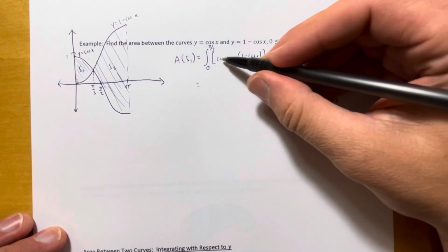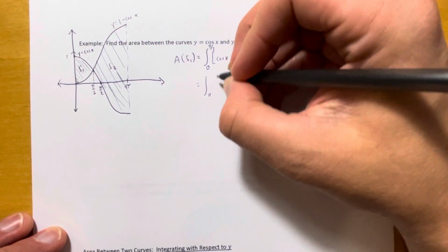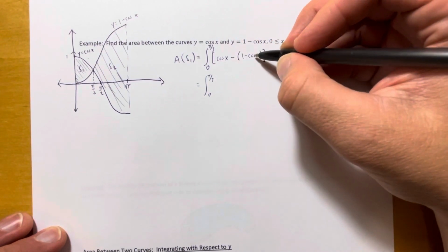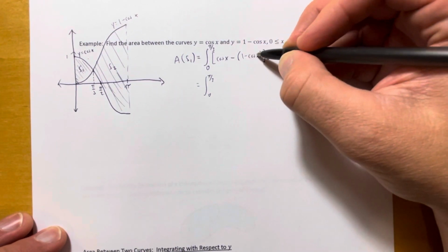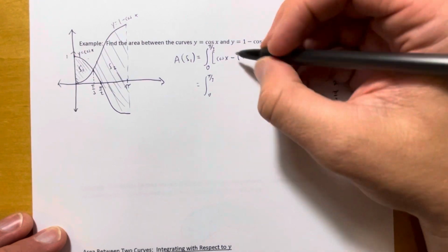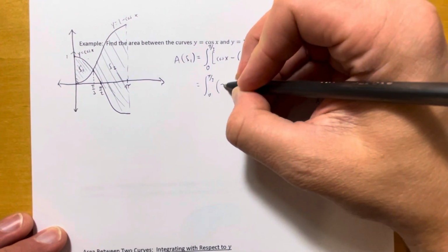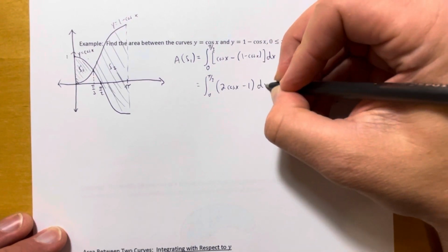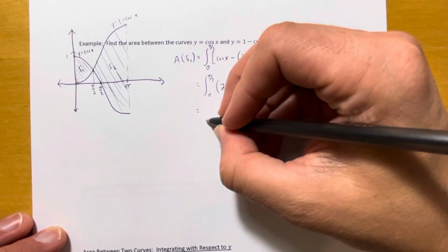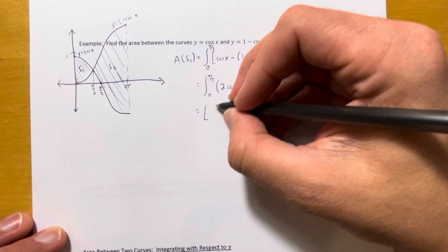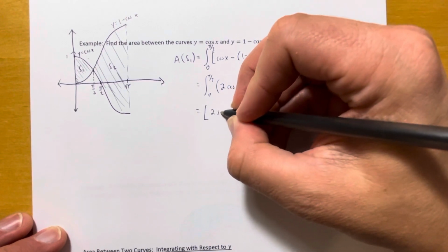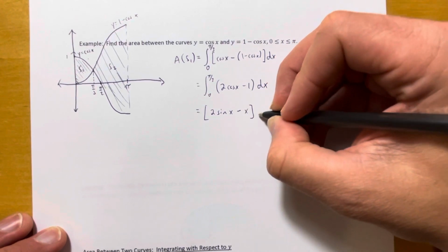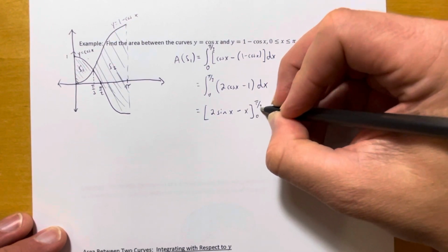All right, let's simplify the integrand before we do our integration. I have cosine minus 1 minus negative cosine. That's like a plus cosine. So cosine plus cosine is 2 cosine of x minus 1. Okay, this is an easy integral to do because the antiderivative for cosine is just sine. I have 2 sine of x. That becomes an x right there. And we're going from 0 to pi over 3.